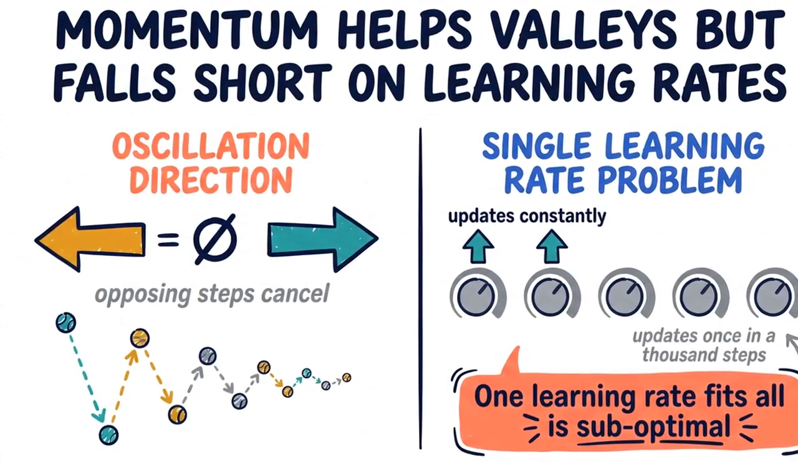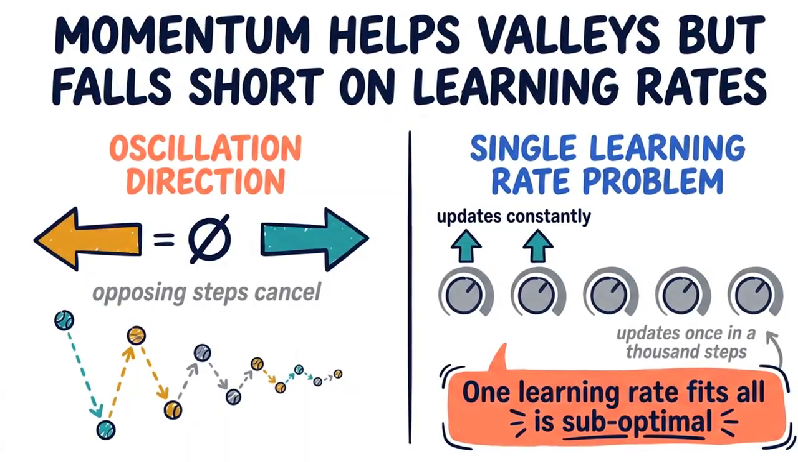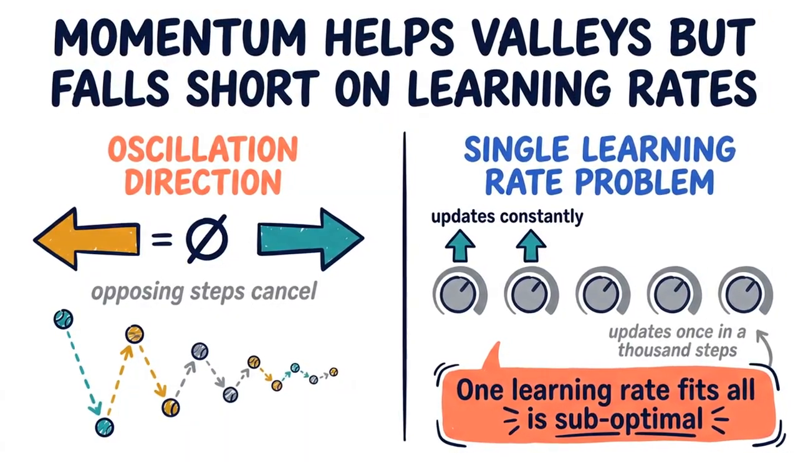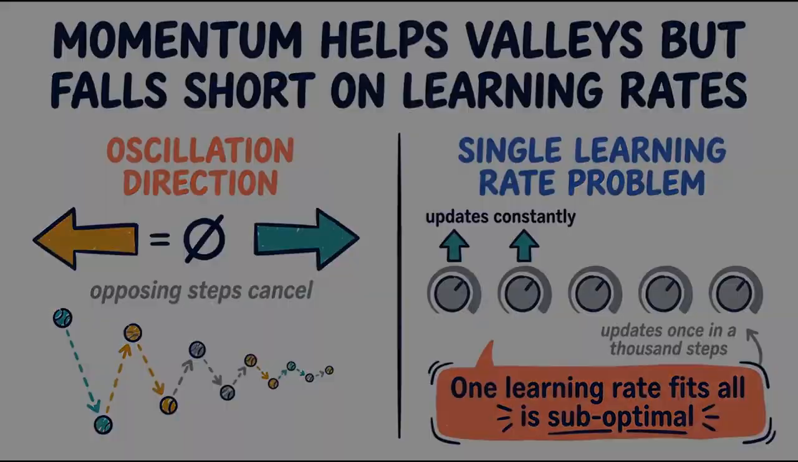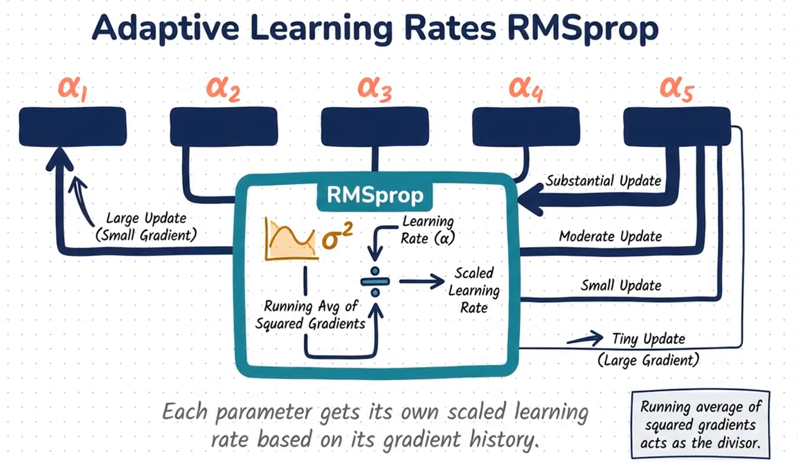While momentum helps us navigate valleys, it uses a single learning rate for all parameters. In complex models, some weights update constantly, while others update once in 1,000 steps. A single learning rate is suboptimal. To solve this, we need adaptive learning rates.